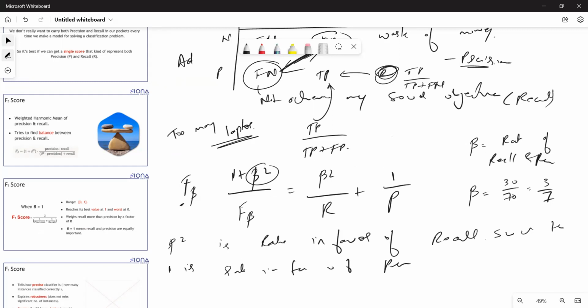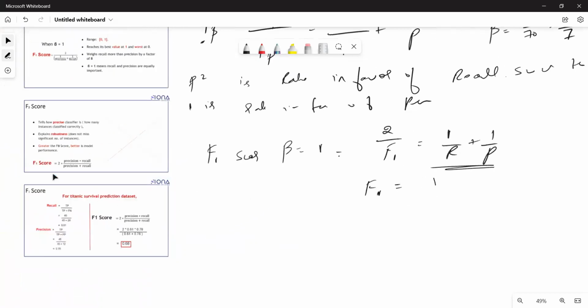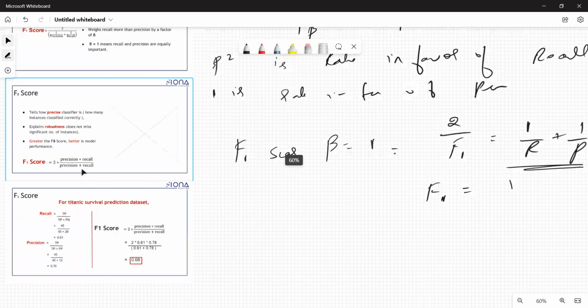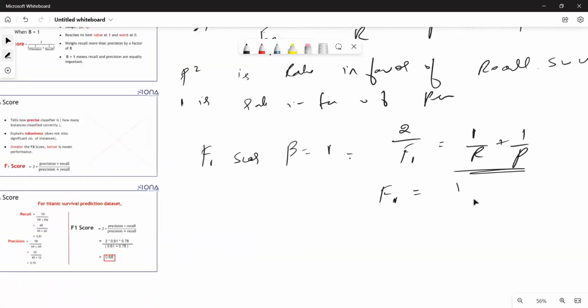Now if I want to calculate the F1 score where beta equals 1, this formula will be 2 by F1 equals 1 by R plus 1 by P. So F1 would be what you derive from this: 2 times precision into recall, divided by precision plus recall. That is the formula you will get once you derive it.